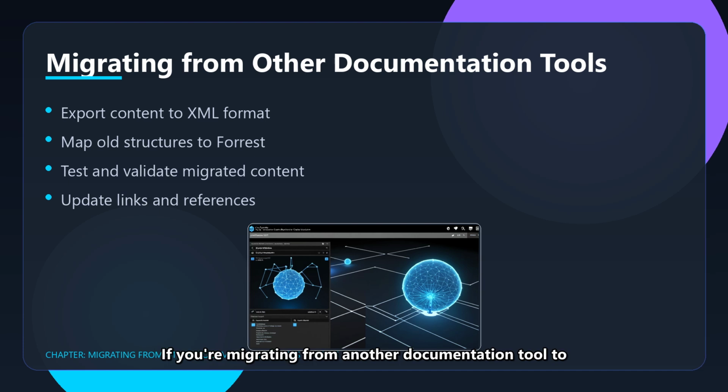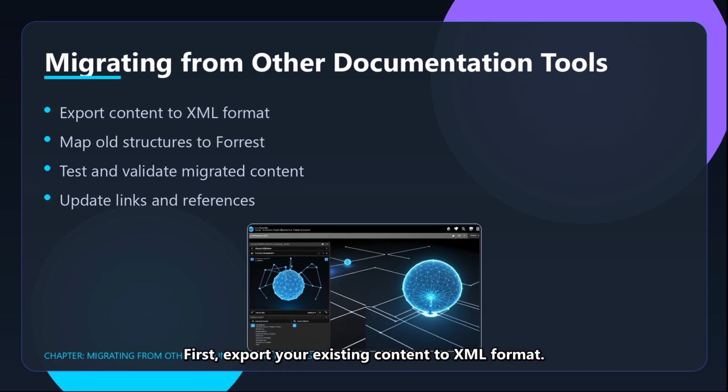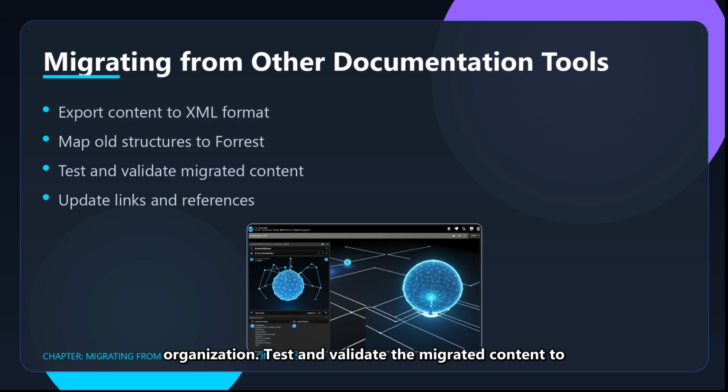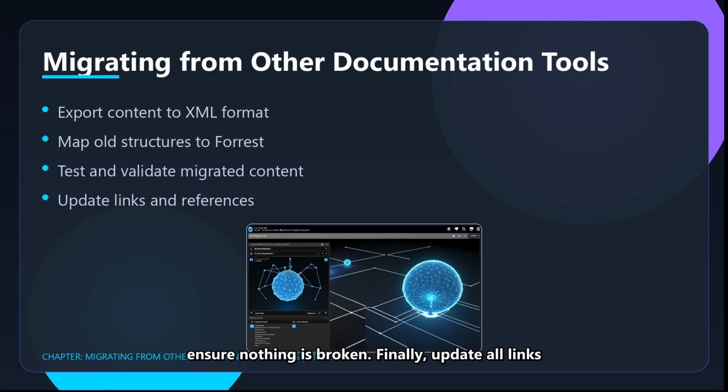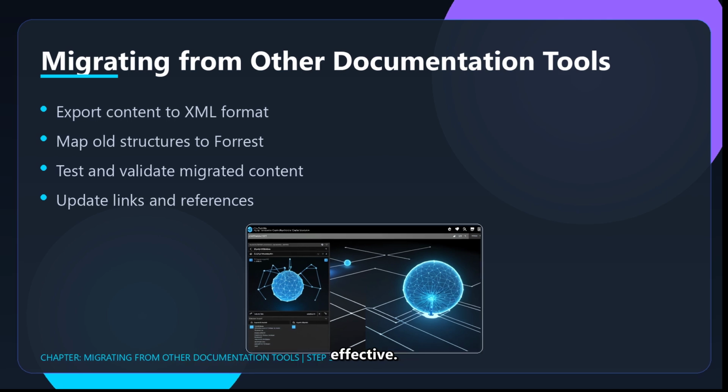If you're migrating from another documentation tool to Apache Forrest, the process involves several key steps. First, export your existing content to XML format. Next, map your old content structures to Forrest's organization. Test and validate the migrated content to ensure nothing is broken. Finally, update all links and references to point to the new system. With careful planning, migration can be smooth and effective.